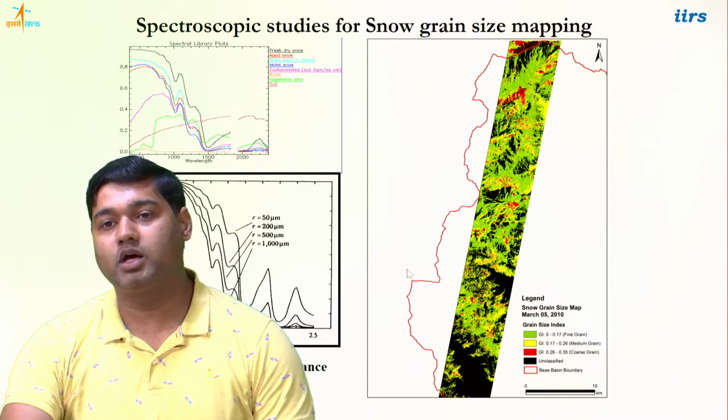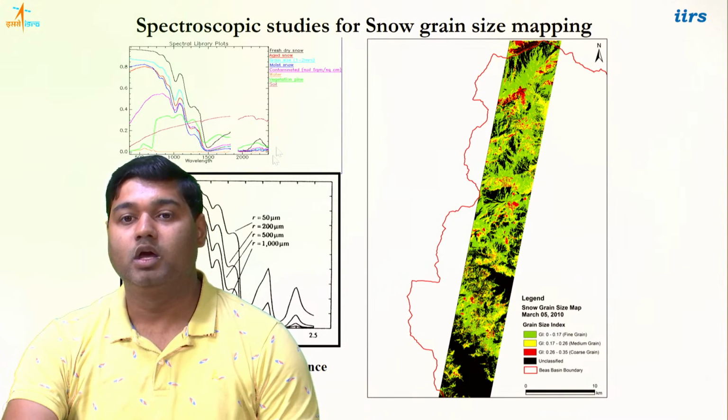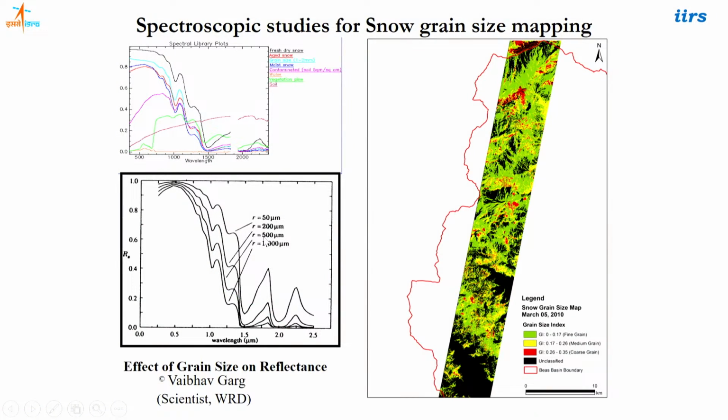Then we can go for snow grain size mapping. You can see here medium grain, fine grain, and coarser grain snow can also be classified with the help of hyperspectral data, as with different grain sizes of snow, the spectra also vary.